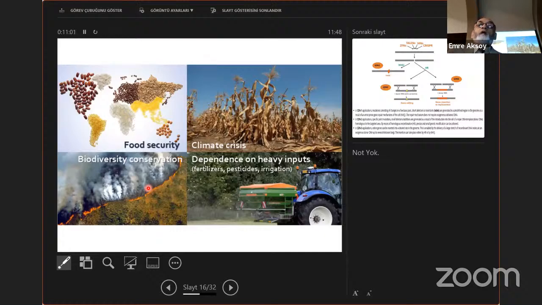Then it is also helpful in food security, and the climate crisis. Then biodiversity conservation, and we can minimize the dependence on heavy inputs like fertilizers, pesticides, and irrigation.